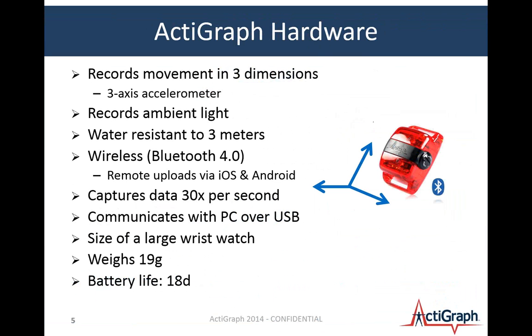The device captures data 30 times per second. That's a generalized statement. It can actually capture accelerometry data at 100 hertz if the setting is selected, so 100 times per second. It communicates with the PC over a USB connection. It's kind of a large wristwatch type device, and about 18 days on a battery life if you're using it in this clinical trials application that we're going to talk about today.